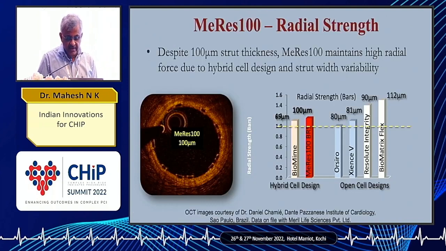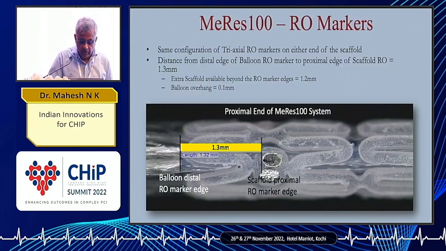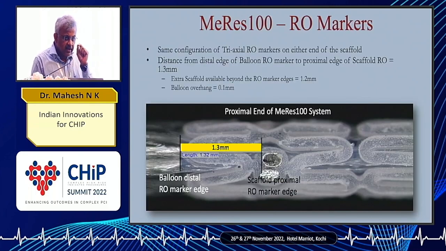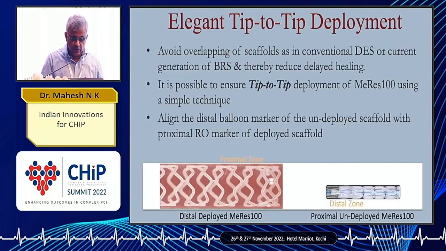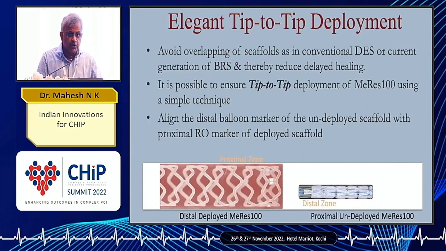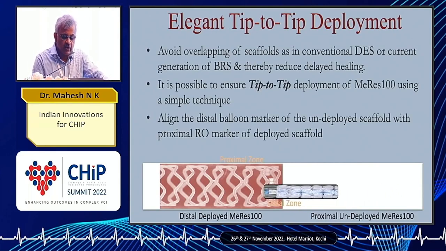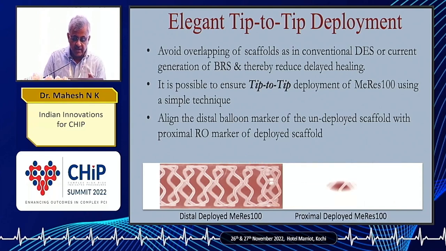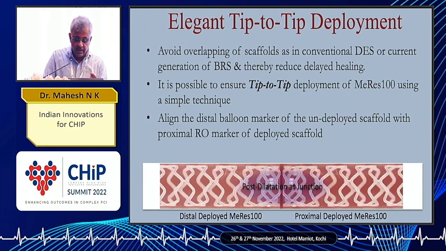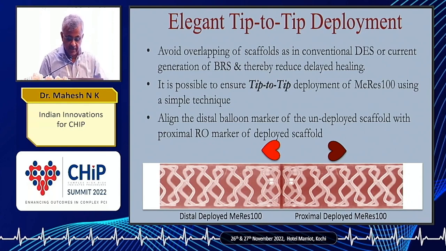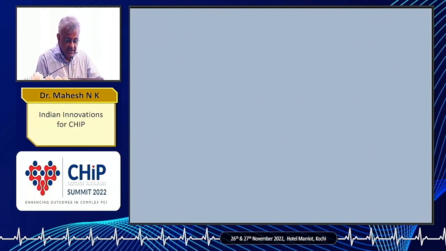So this is the radial strength I was talking about. What is very important is that from the distal end of the scaffold to the tip of the balloon, it is 1.3 millimeters. Why is it important? I will show you in my case. So it can do a tip-to-tip deployment. You just need to overlap the balloon marker with the distal scaffold marker, and you can get excellent apposition. There is no overlapping of stents, but the struts get together. Is it feasible? Yes, I will show you.